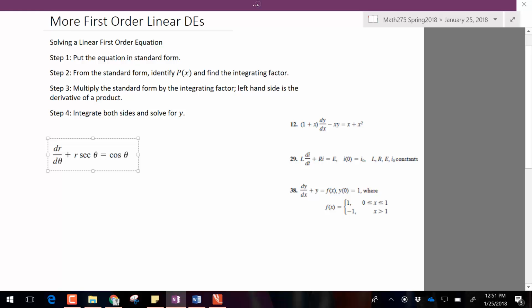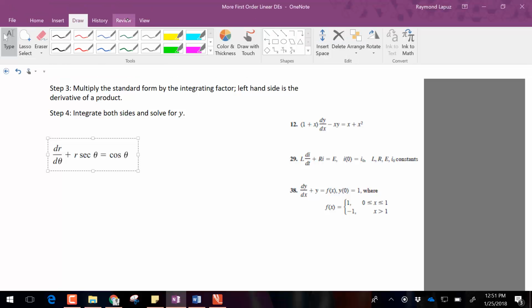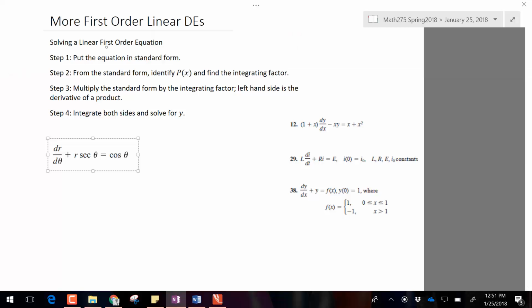And so here's a step-by-step process, and maybe we can try to remember what some of these things are. Like, what does it mean for something to be in standard form? What does it look like?